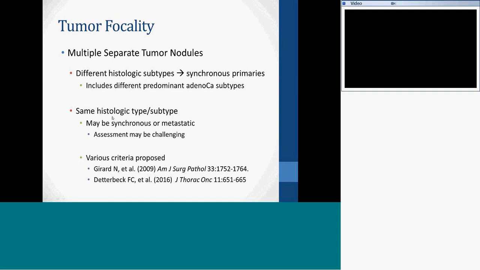However, when there are the same or very similar histologic subtypes, distinction between synchronous primaries and metastatic or intrapulmonary metastases may actually be quite challenging. I think probably the best that we have at this point, I would refer you to this article by Girard et al. in 2009 in the American Journal of Surgical Pathology on comprehensive histologic assessment, an approach to distinguishing primary versus metastatic. And recently, last year, there was a paper in the Journal of Thoracic Oncology, which really relied heavily on this 2009 paper, but added a few other things. So I'm not going to talk about this differentiation too much at this point, but I would refer you to these papers.